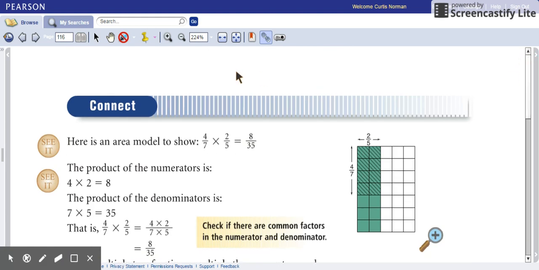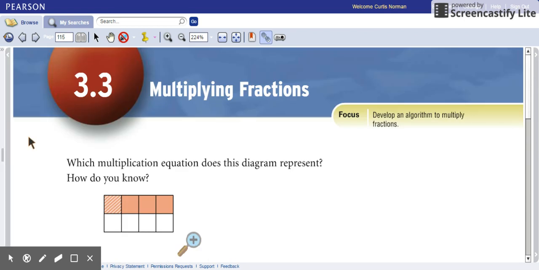Hopefully this works. I am going to try this screen capture for the first time. So tonight's lesson, we're going to get on our Pearson account. And it's dealing with lesson 3.3, multiplying fractions.